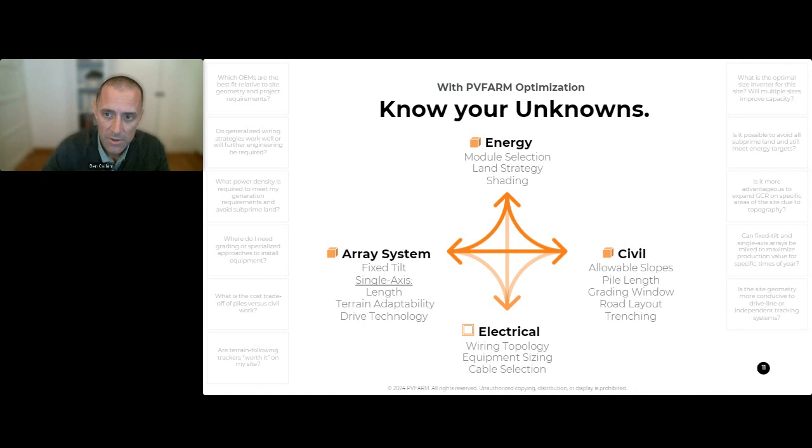So to answer this, you will need to be able to ask the right questions and receive reliable answers. There are some questions on the side here, but I'll focus on the center. This is a diagram we use to illustrate which areas of design have strong relationships to the others. The darker the line, the more the influence, and as you probably guessed, most of these also have 3D implications. The array system is obviously related to the civil. The land strategy is going to impact both of those. And electrical ties everything together.